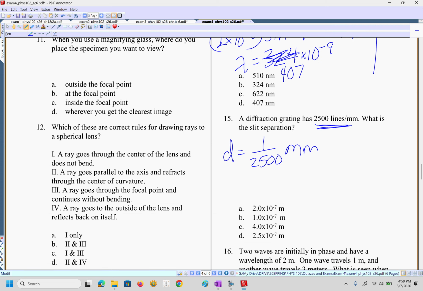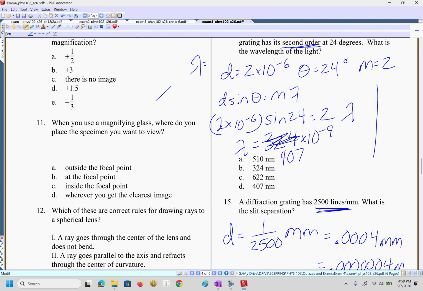That's 0.0004, which is equal to 0.000004 meters. This is in millimeters, but you have to convert it to meters. So you'll have to do that step on that one multiple choice question, okay? And then use D to figure out whatever it is that you're looking for. In the question that you'll have, you're looking for theta.